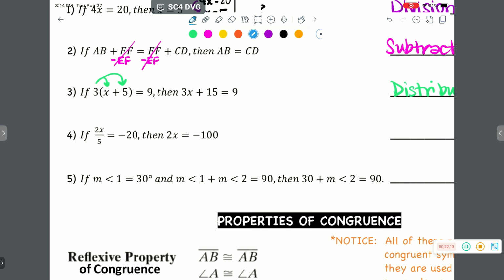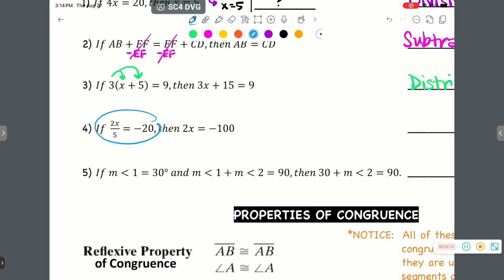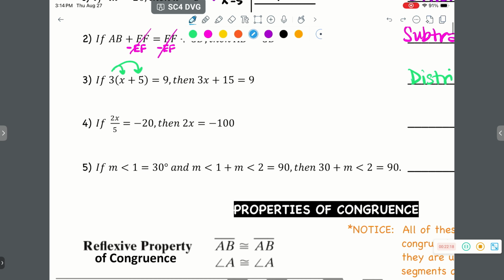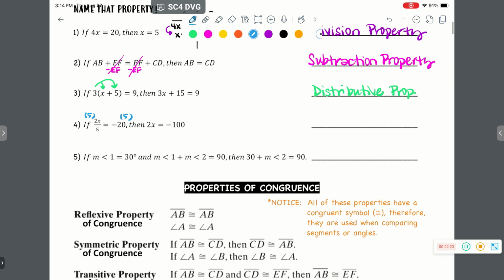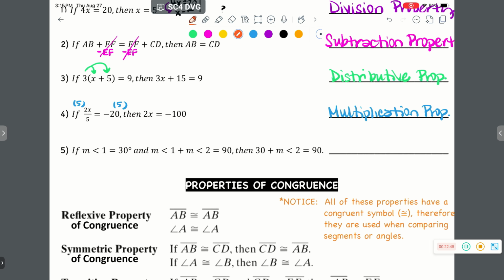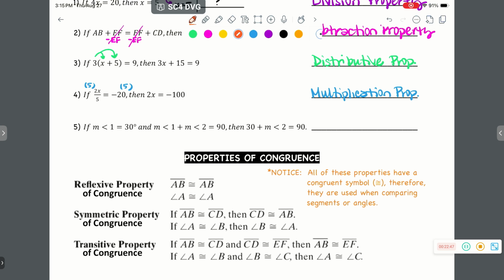All right. What about starting with this and then claiming that 2x must equal negative 100? They clearly multiplied both sides by 5 to start solving that equation. So that is the multiplication property. There's not really a multiplicative property. There's a multiplicative inverse, which is not the same thing. All right. I see 3 equals. Me too. But you gotta be careful, guys.